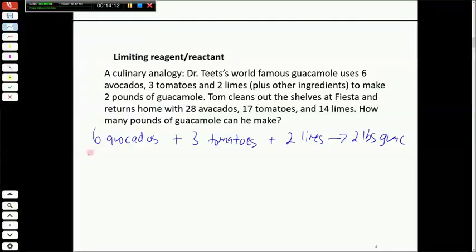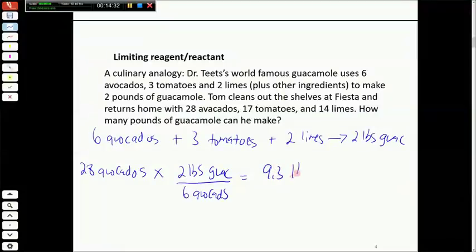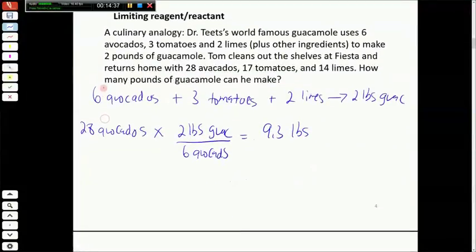So if we had 28 avocados, from the recipe we know that if we want to make 2 pounds, that requires us to use 6 avocados. So if we had 28 avocados and enough of everything else, we could make 9.3 pounds, which is a lot, but that's how much we can make from 28 avocados.